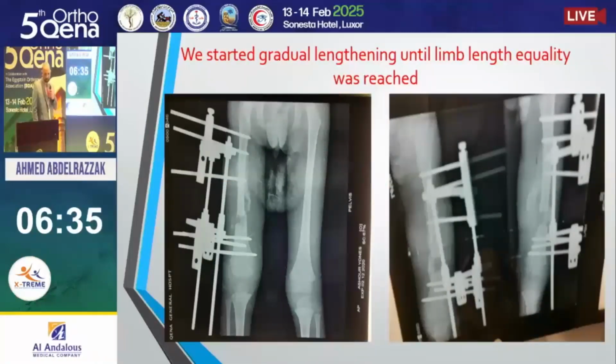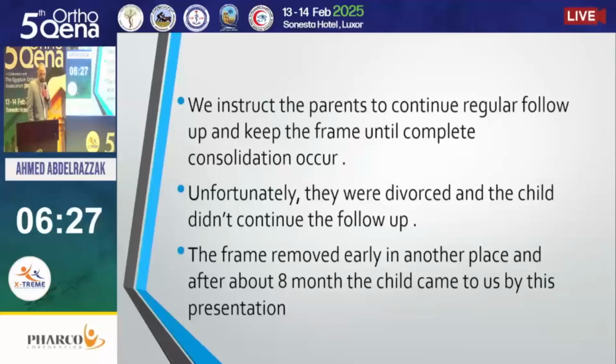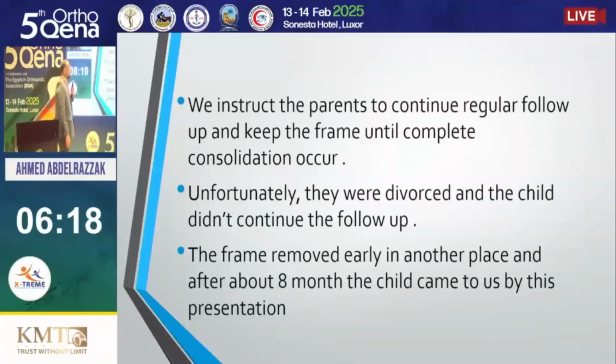We started the gradual lengthening until limb length equality was reached, and we instructed the patient to continue regular follow-up and keep the frame until complete consolidation. Unfortunately, the parents were divorced, unlike the previous cases, and the child didn't continue the follow-up.